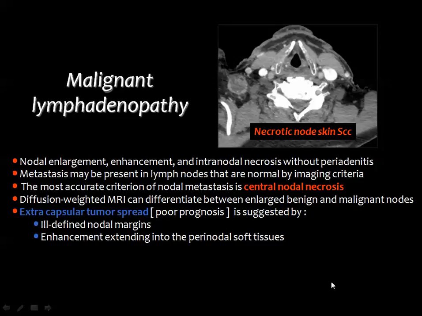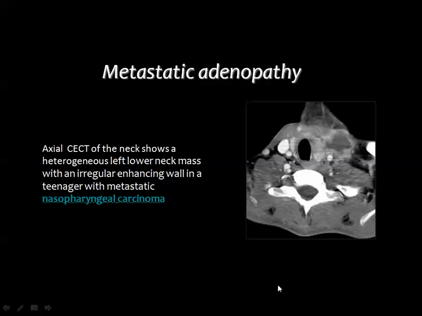Extracapsular spread of the tumor within the lymph nodes has a poor prognosis and is diagnosed in imaging by ill-definition of the nodal margin and enhancement extending outside the confinements of the lymph node into the perinodal soft tissues. And these features are suggestive of extranodal extension, which is not seen in the inflammatory nodes.